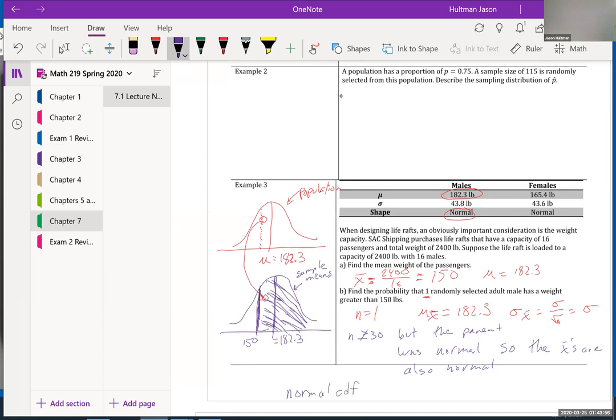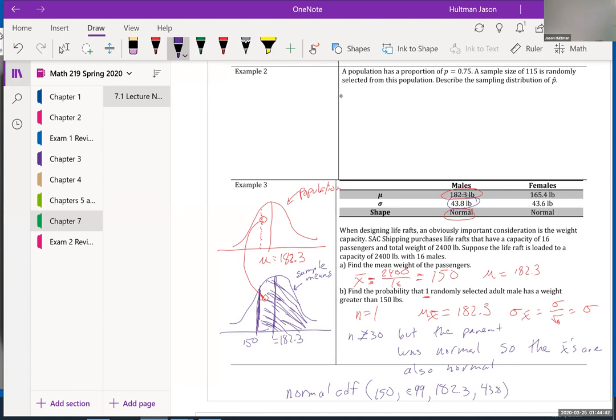Okay, normal CDF. Where are we starting? We're starting at 150 and we're going to infinity. We want the probability that one of these people is 150 or larger. What's the mean? Well, it's 182.3. And what's the standard deviation? Well, the standard deviation is just the standard deviation of the original distribution. Well, that's 43.8.